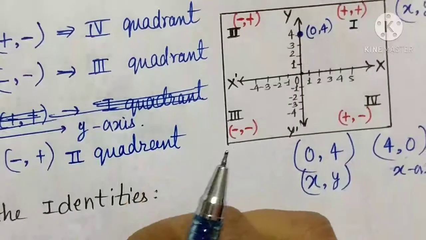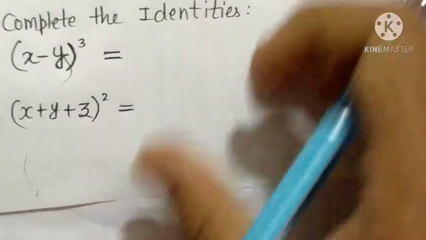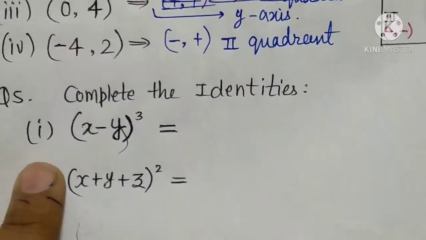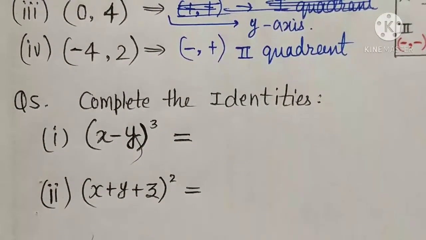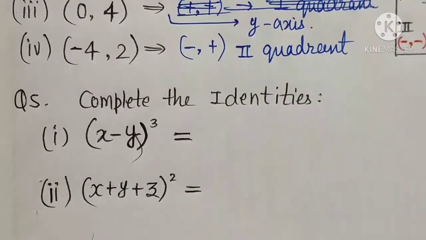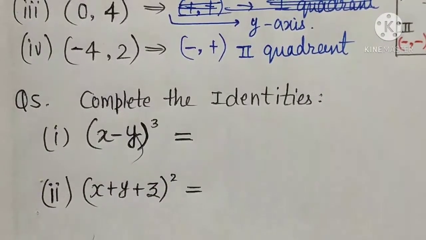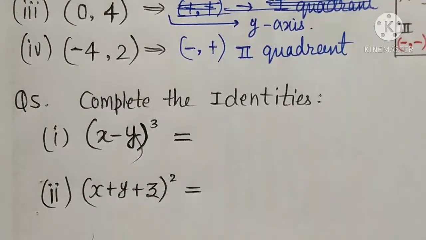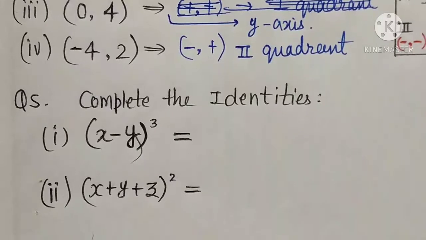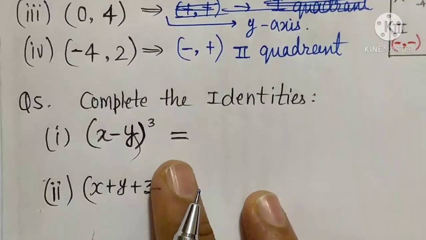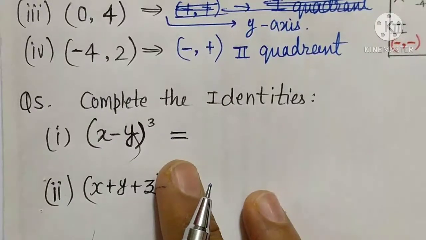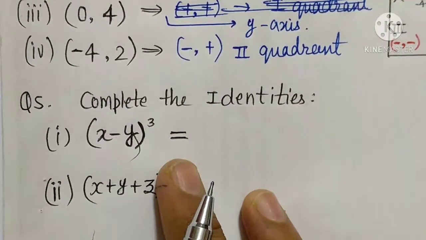Okay, now complete the identities. Now I told you that many identities are given in the second chapter, so you have to learn all the identities. So I have given 2 identities in order to check whether you remember the identities or not. So first one, x minus y whole cube. Now after seeing that identity, don't open your books, just try to recall what those identities were. X minus y whole cube. Does anyone remember? You can pause the video and say it, then you can check.